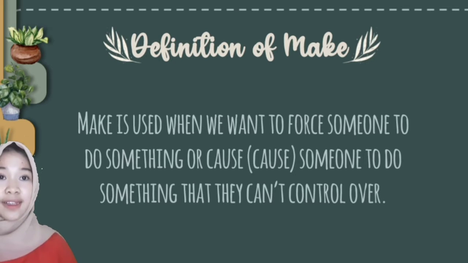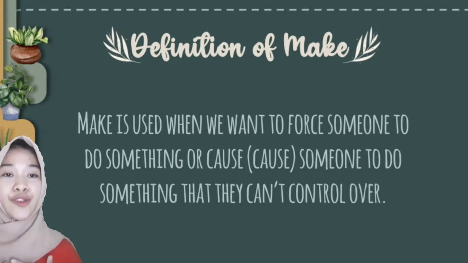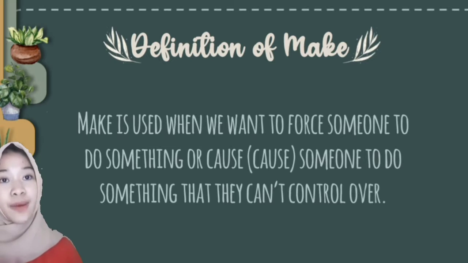Make is a type of word that is included in the active category, where this word is followed by a clause in the active sentence. Make is used when we want to force someone to do something or cause someone to do something that they can't control over. So the subject can be in terms of ordering or making other people or things do what the subject wants.